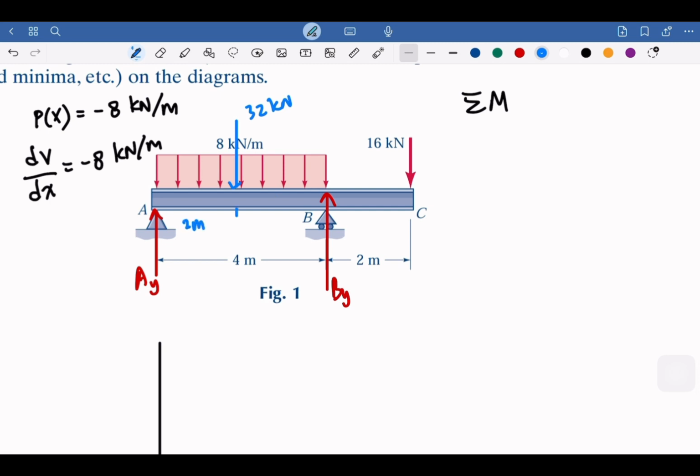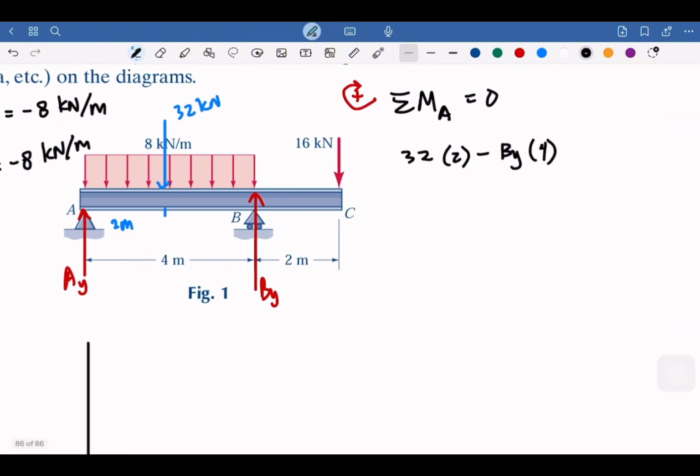at 2 meters from A. So let's say we take this with perspective A, and this will be 32 multiplied by 2, minus By multiplied by 4, and then we have the external force 16 kilonewton, so plus 16, and this equals 0. Completing these equations, we have By equal 40 kilonewton.